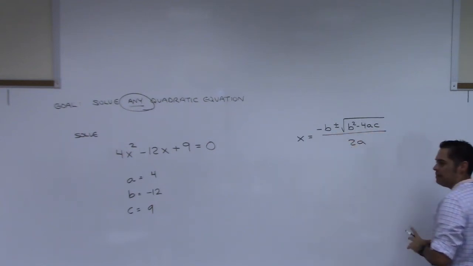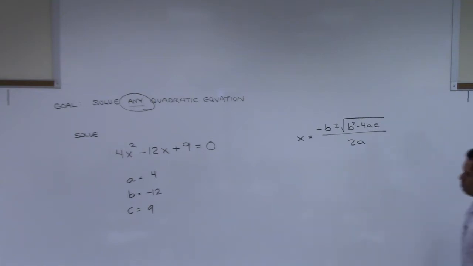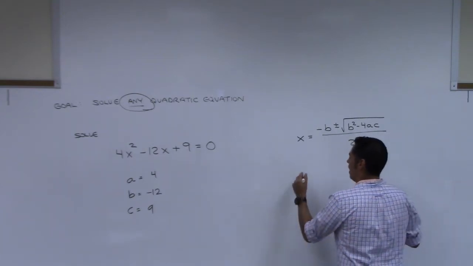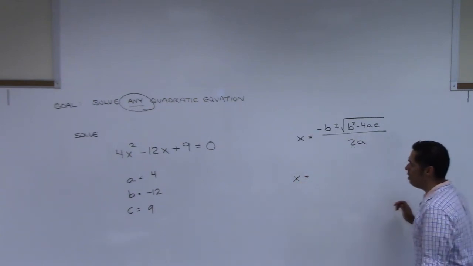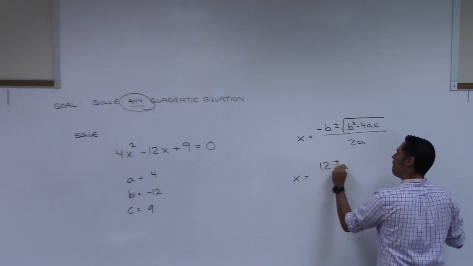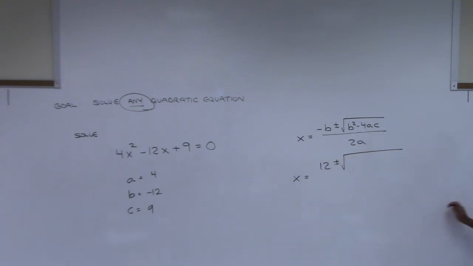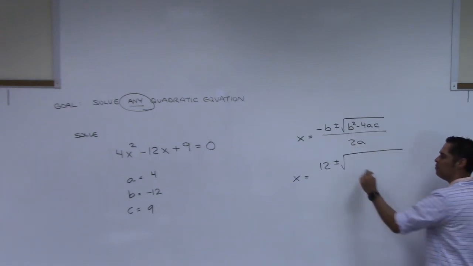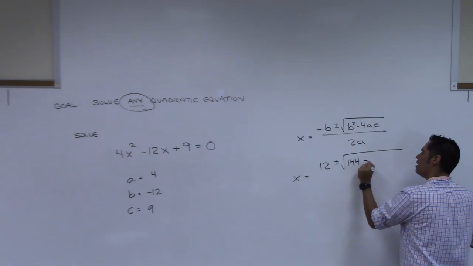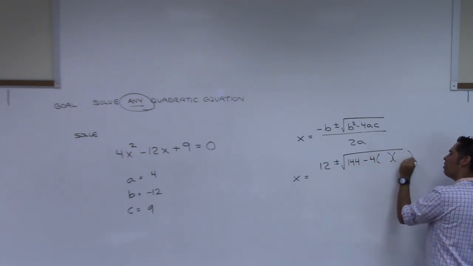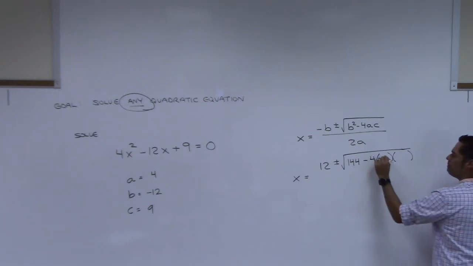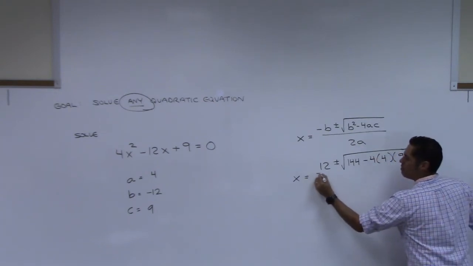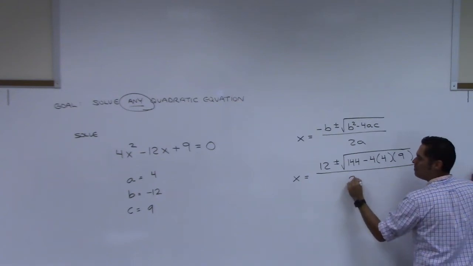So I'll give you that on an exam. So what will we have here? X is 12 plus or minus the square root of b squared. Negative 12 times negative 12, 144. And it'll always be positive no matter what. This corner right here of this root will always be positive. 144 minus 4 times two numbers. What are they? 4, 9. Then all of that over 2 times 4.